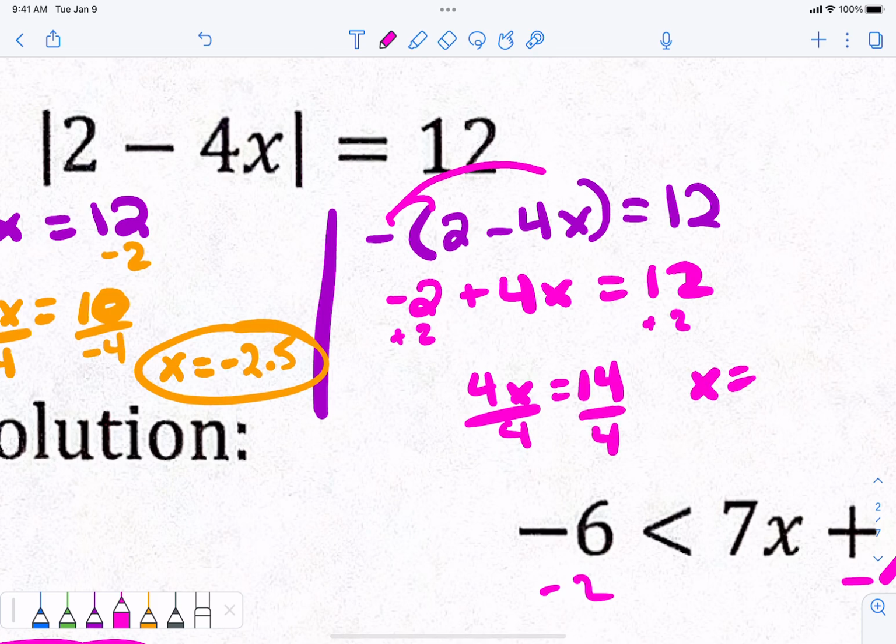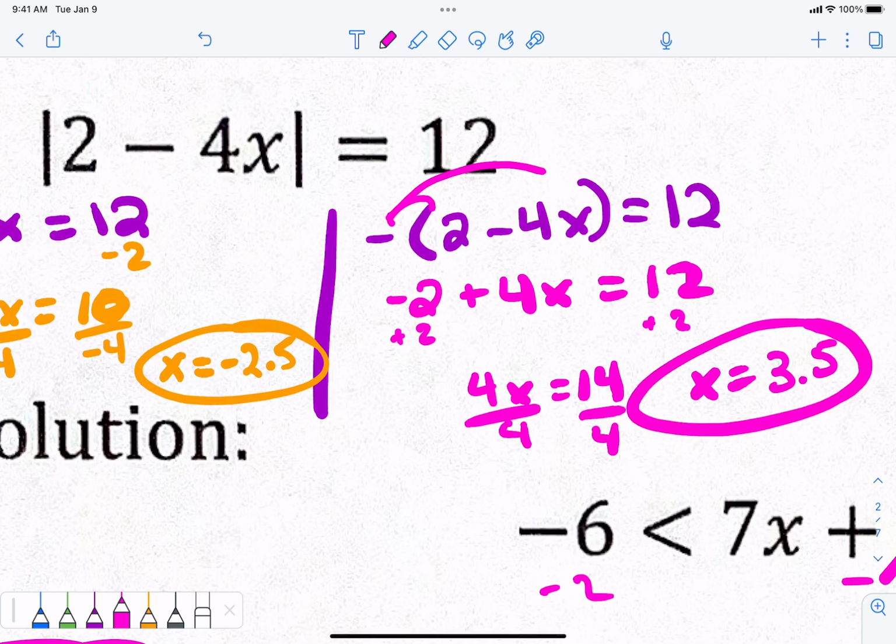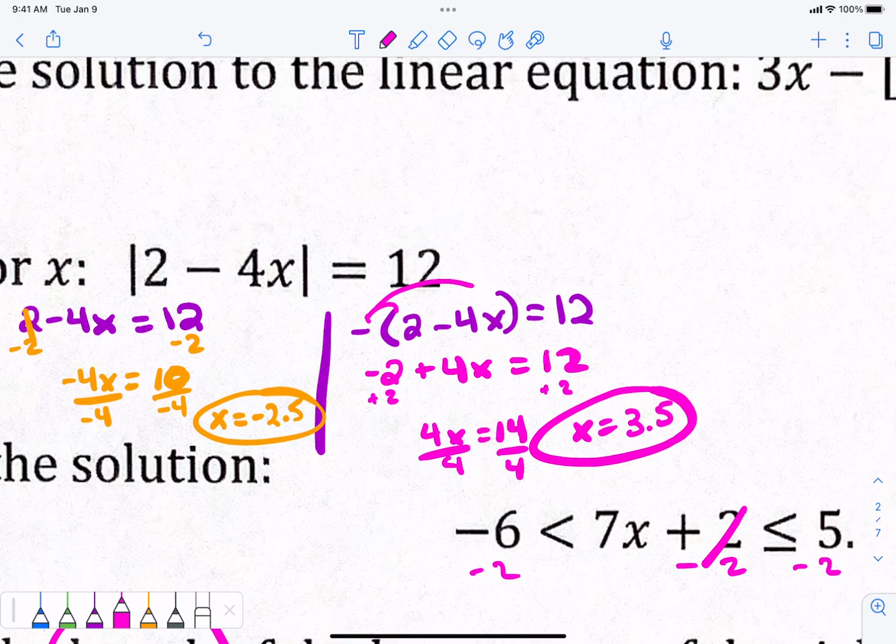3.5. So x equals 3.5? I believe so, yes, I think you're right. We can put 7 halves. Sure. Please reduce if you're going to leave it as a fraction. Okay, I reduced. Both did that.